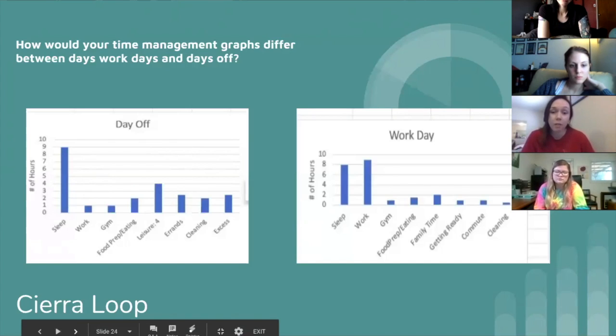But your day off, still a little bit of work because everyone's going to have work emails and stuff, but you get more time to hang out with your family or shop or run errands or do whatever. So these are the two different graphs and how they differ.